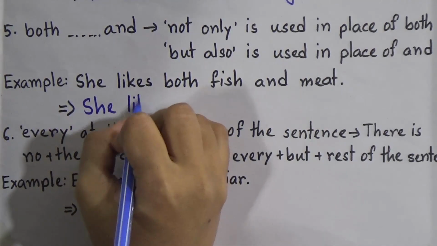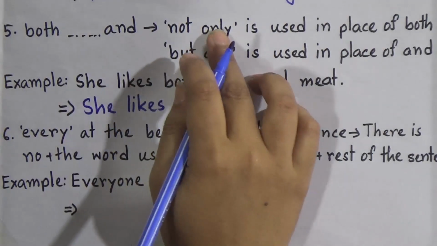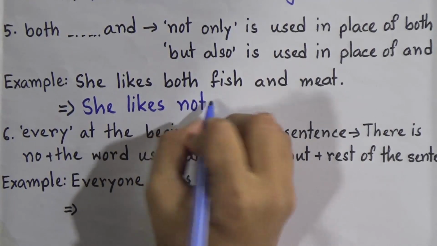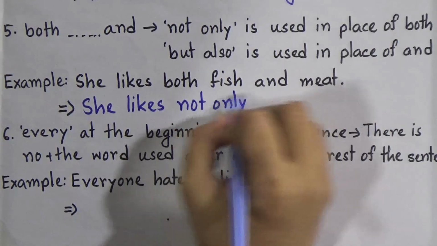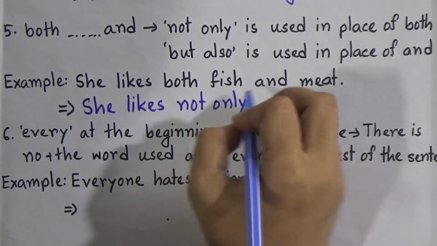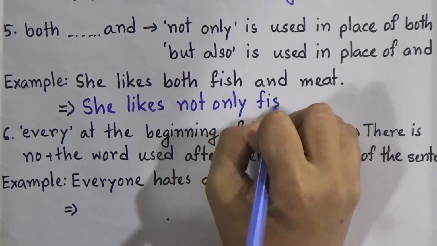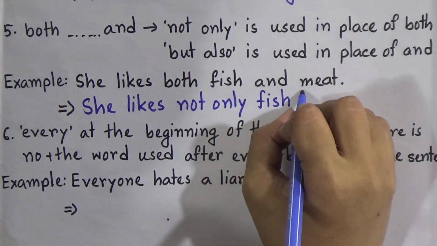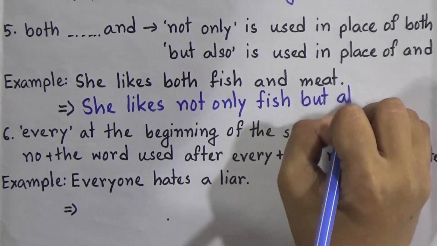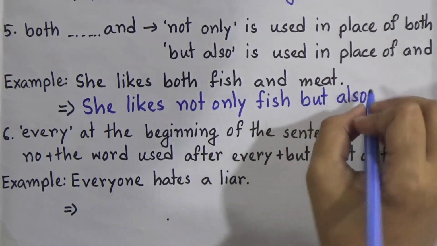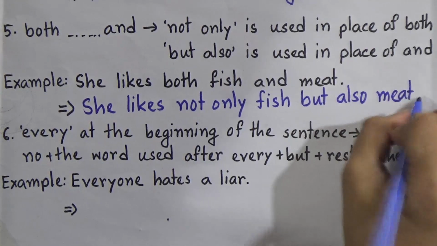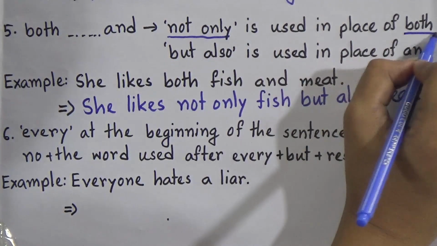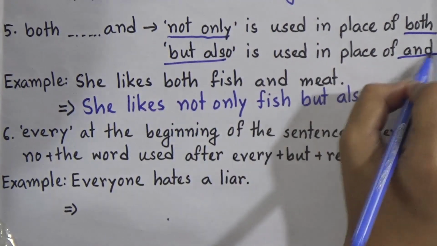She likes. Now we will write not only in place of both. She likes not only. Now we will write the word fish. So instead of and, we will write but also. Now the rest of the sentence, meat. So we will write not only instead of both and but also instead of and.